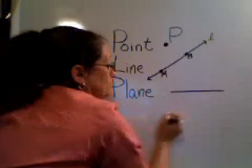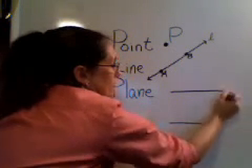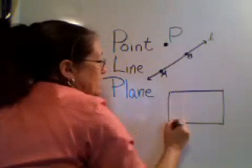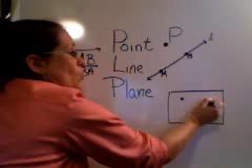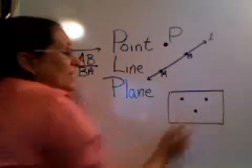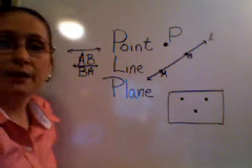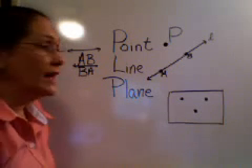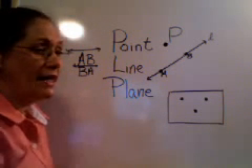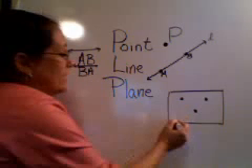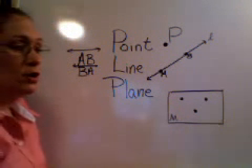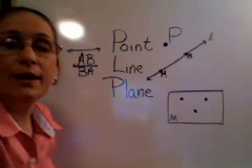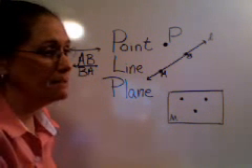Now, planes have 2 dimensions. They go out left and right and up and down. Any 3 points that are not in a straight line constitute a plane. Now, planes are usually labeled by a capital letter in the corner. I'm going to call this plane M. So we would label this plane M by using that letter out to the side.